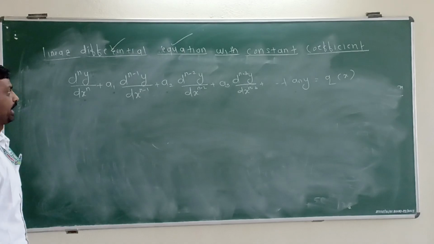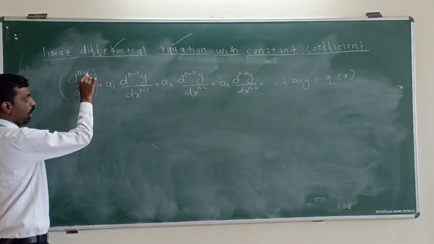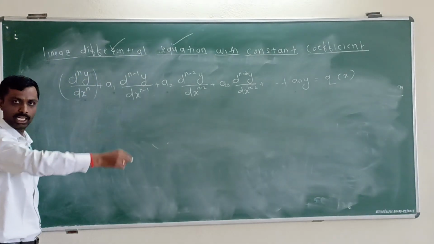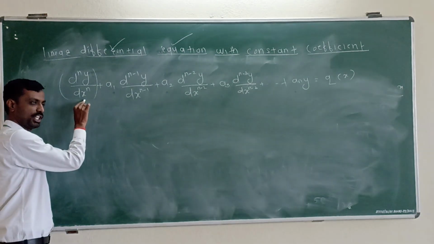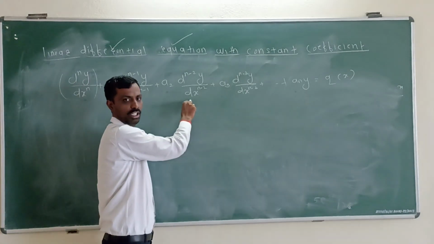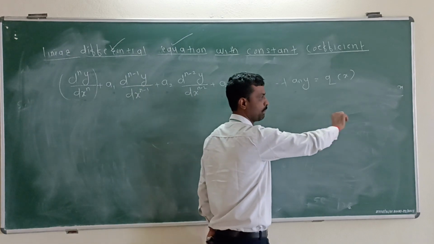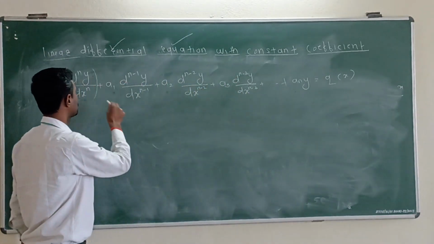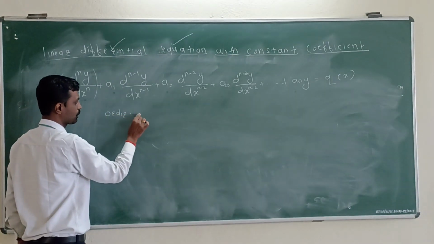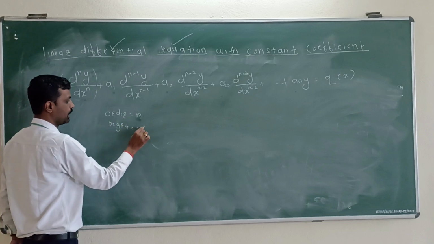That type of equation is called a linear differential equation. See, its order: differentiating n times, this term will be differentiated n minus 1 times, this term n minus 2 times, this term n minus 3 times, and so on. Out of that, the highest is n. Hence, its order is n, and its degree is 1.